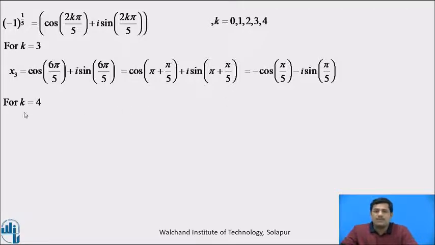And last, for k equal to 4, we get a new complex number x4 equal to, if we put k equal to 4, 2 into 4 is 8 pi by 5, here also 8 pi by 5.